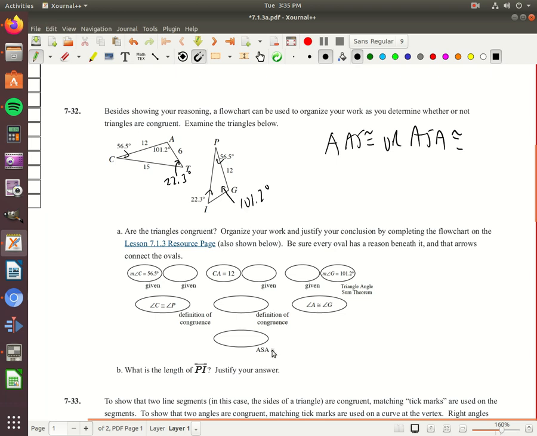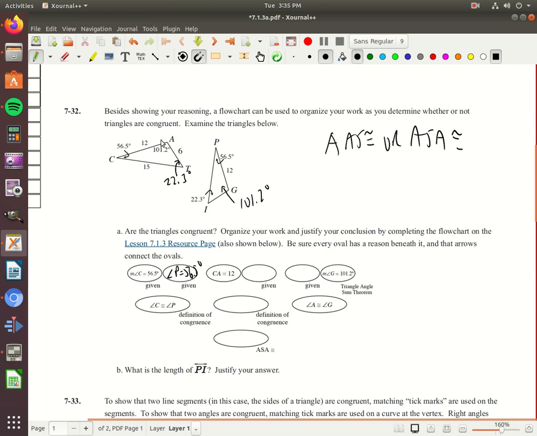They could have done it a different way, but this is the way they chose to do it. So they know that angle C equals 56.5. So which angle is 56.5 over here? Angle P equals 56.5. And how do we know that? Well, we know that because it was given. That's the fact we have.